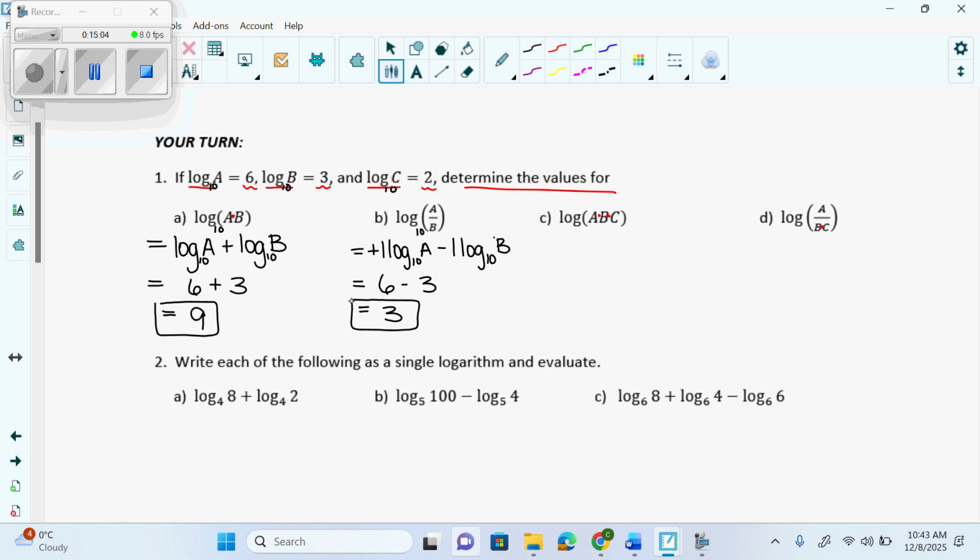You guys try C and D. So for C, they're all multiplied in the numerator, correct? Because there is no denominator. So they're all going to be added to each other. So we're going to get plus 1 log base 10 of A plus 1 log base 10 of B plus 1 log base 10 of C. So I'm going to get 6 plus 3 plus 2, which equals 11.